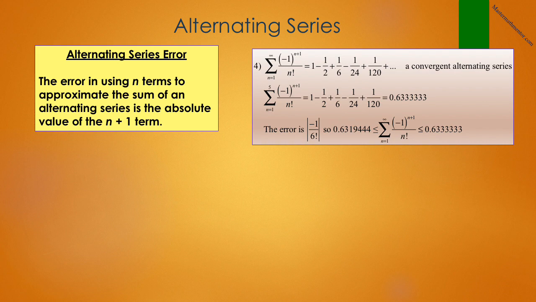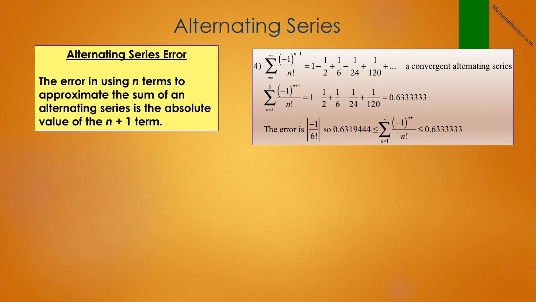And that is a convergent alternating series, as the terms are getting smaller and the limit of that expression is 0. Now, if we look at summation n equals 1 to 5 of negative 1 to the n plus 1 over n factorial, we get 1 minus a half plus 1/6 minus 1/24 plus 1 over 120, which is equal to 0.633 bar.